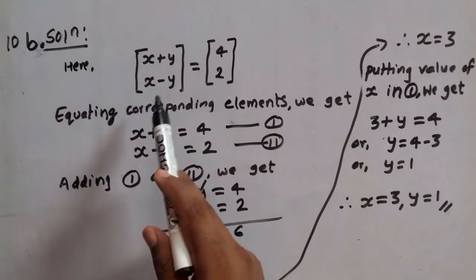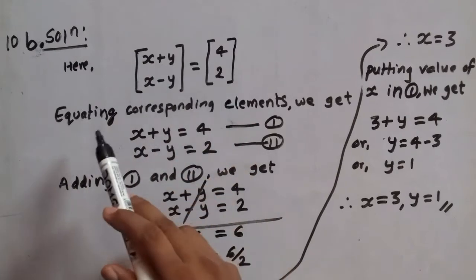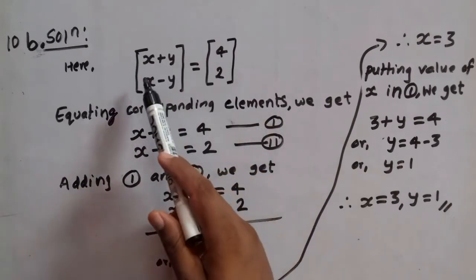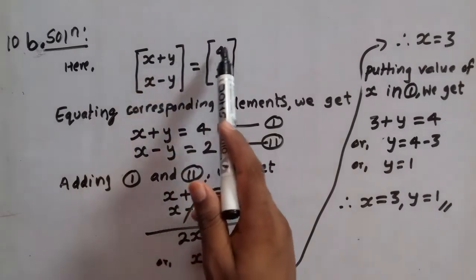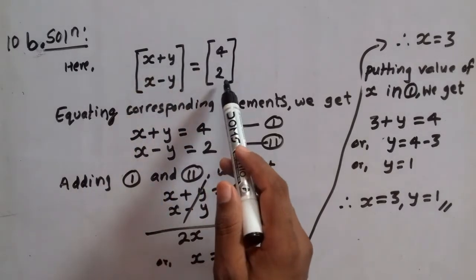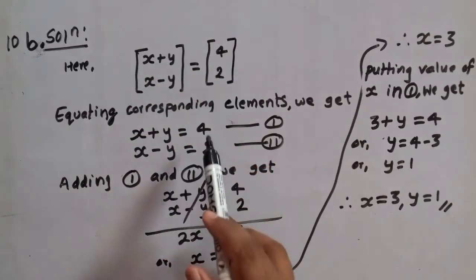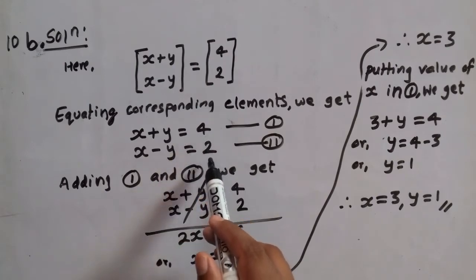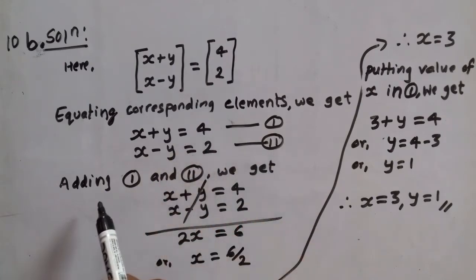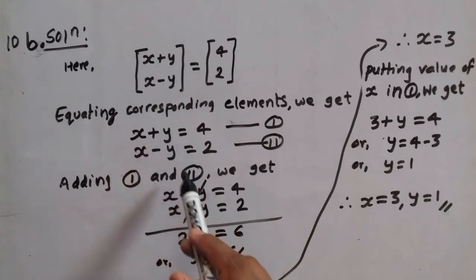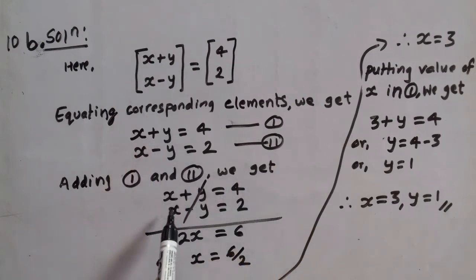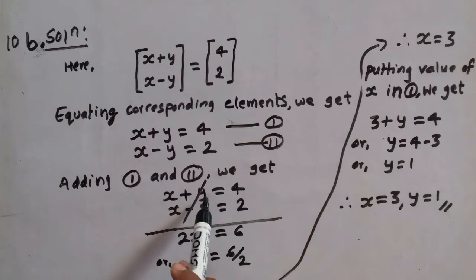In question number 10b, these two matrices are given equal. Equating corresponding elements, we get this x plus y equals to 4 and x minus y equals to 2. We can call this equation 1 and we can call this equation 2. Now adding this equation 1 and 2, we get like this: x plus y equals to 4 and x minus y equals to 2. When we add this plus y and minus y becomes 0, and this x plus x becomes 2x, 4 plus 2 become 6.